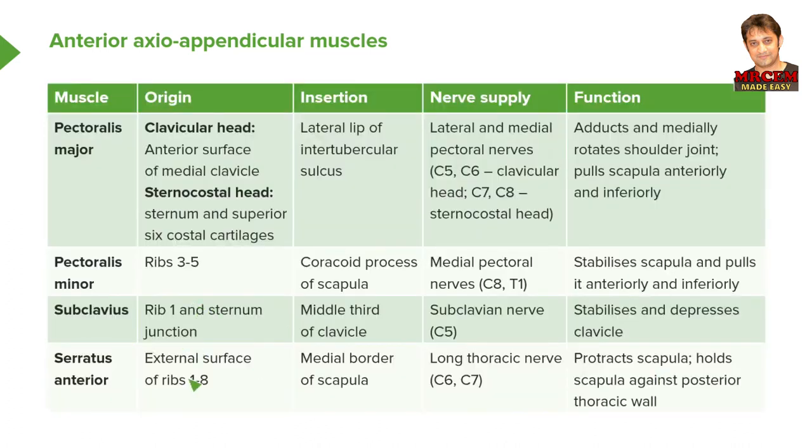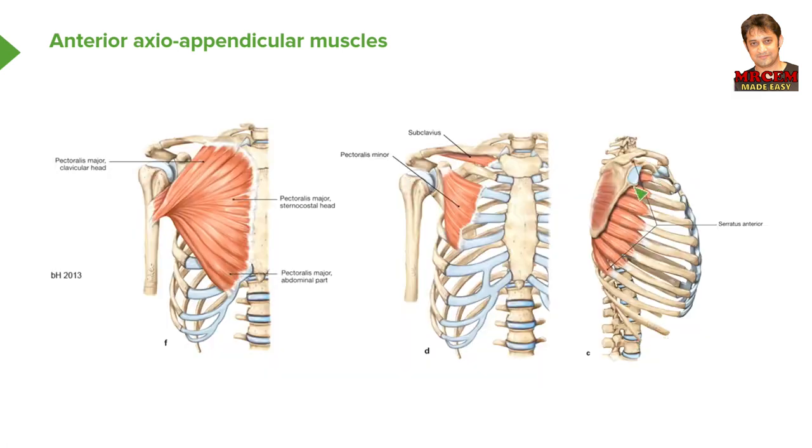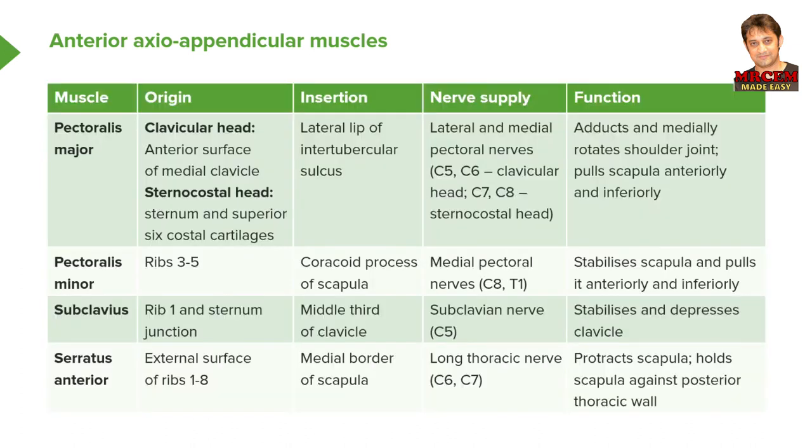So we can see here serratus anterior coming from the external surface of ribs 1 to 8. We can see we have the fibers passing to the medial border of the scapula. See it passing in between the scapula and the posterior chest wall. It is innervated via the long thoracic nerve, and the long thoracic nerve is going to be running down in this direction. So we can see the long thoracic nerve running down in this direction. The long thoracic nerve comes from spinal cord segments C6 and C7.